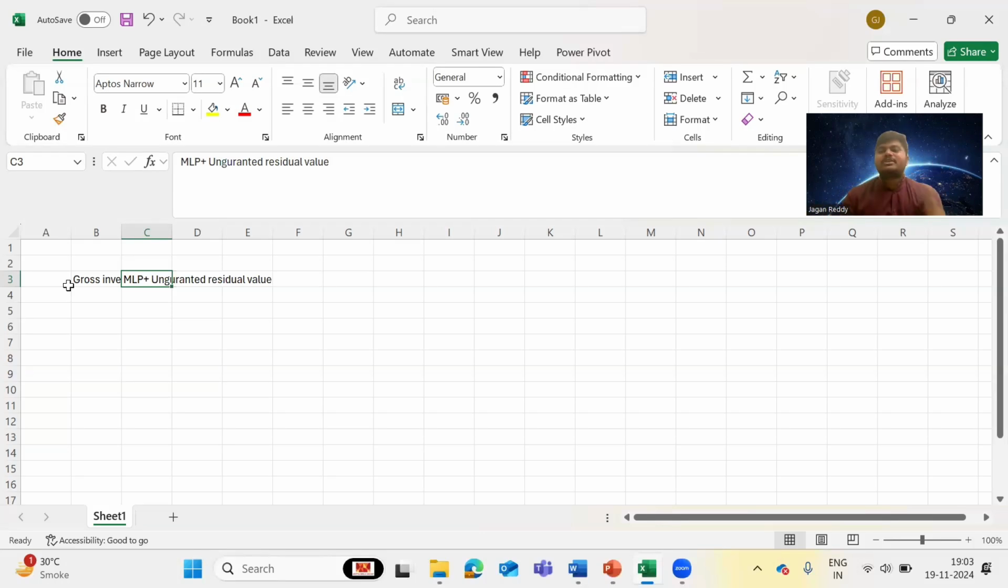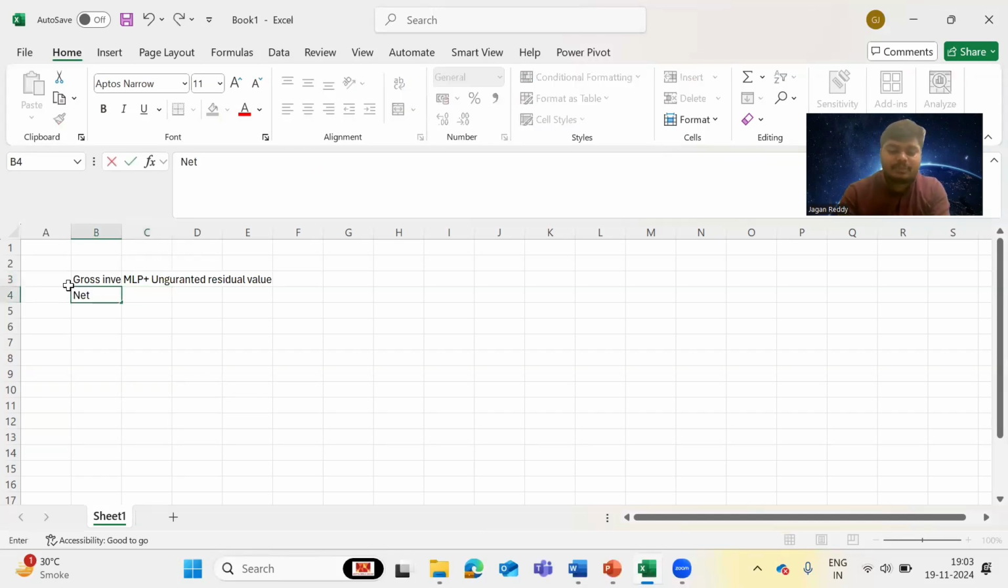So I will discuss residual value. Residual value is nothing but the amount that is left at the end of the asset's life, the asset value that should be there in the books of accounts. That is called residual value. So we will consider that residual value while calculating the gross investment. Gross investment is nothing but the total rents plus residual value.